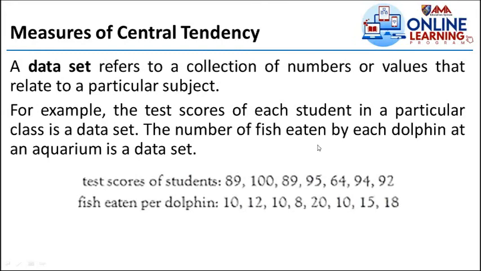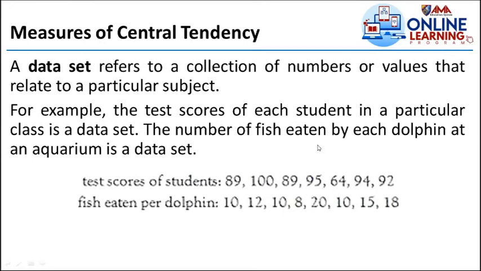So we have now the measures of central tendency. Here, a data set refers to a collection of numbers or values that relate to a particular subject. For example, the test scores of each student in a particular class is a data set. The number of fish eaten by each dolphin at an aquarium is also considered a data set.